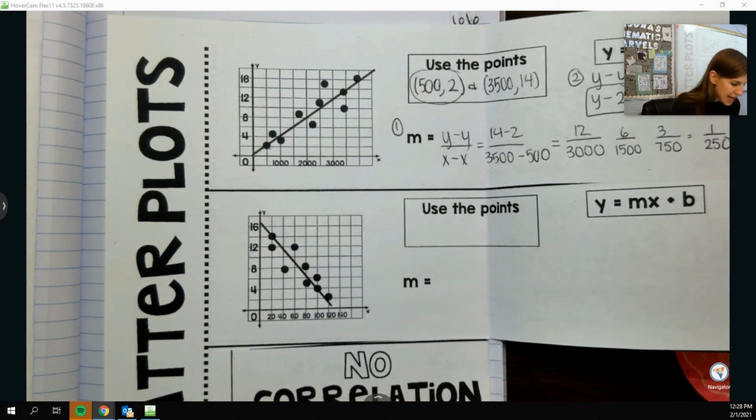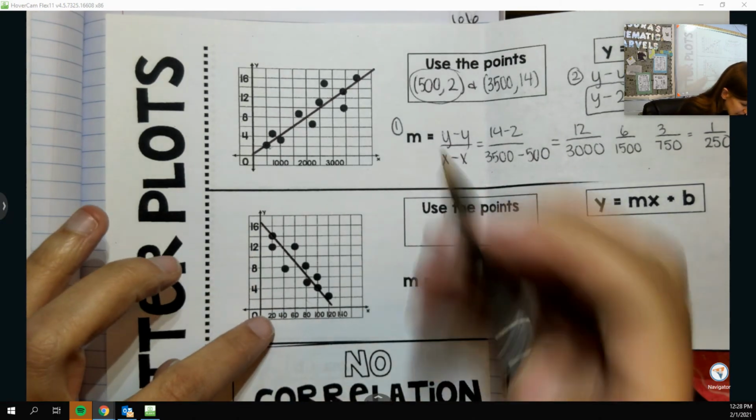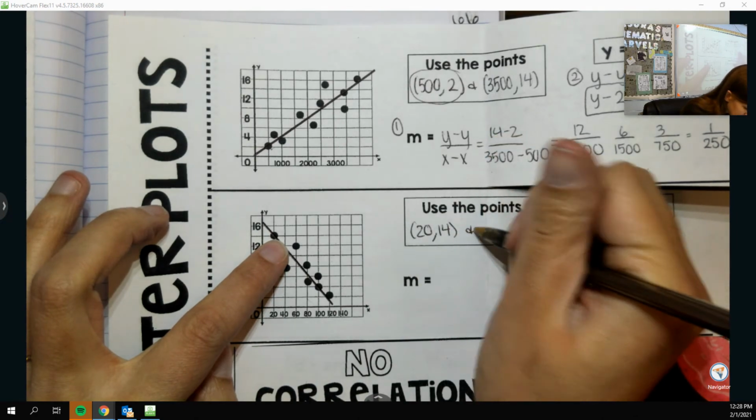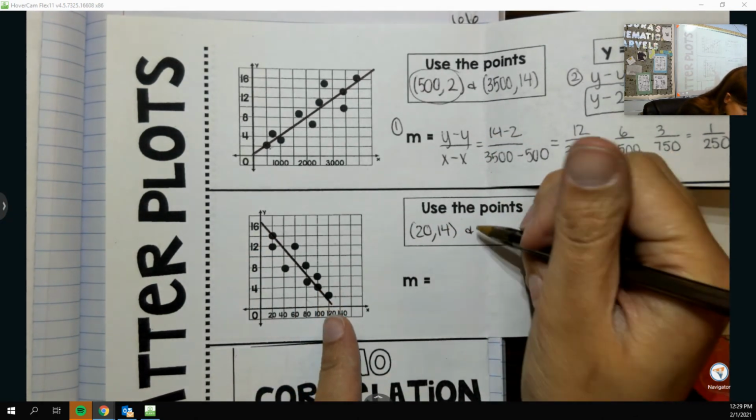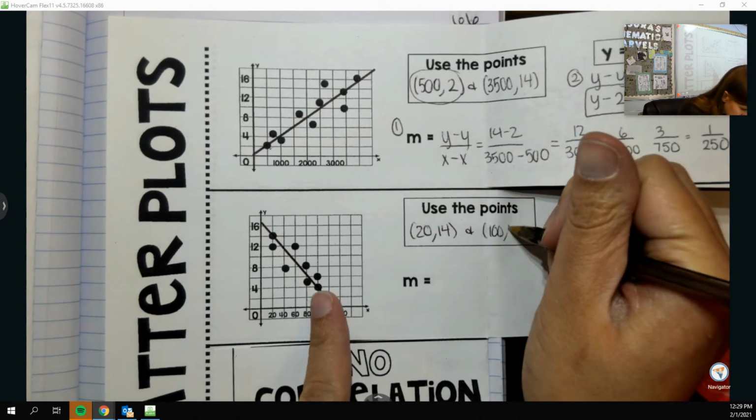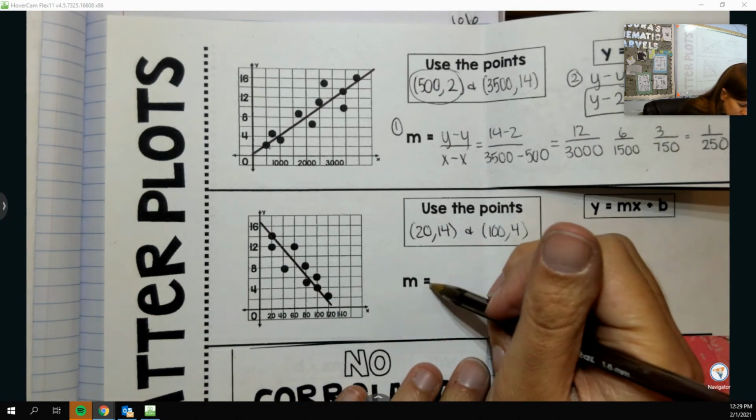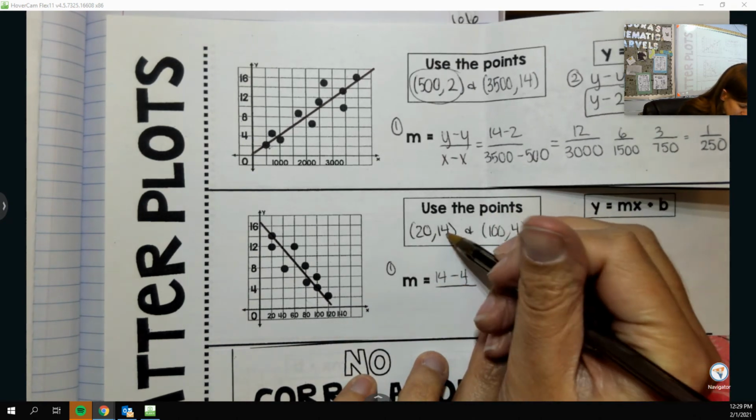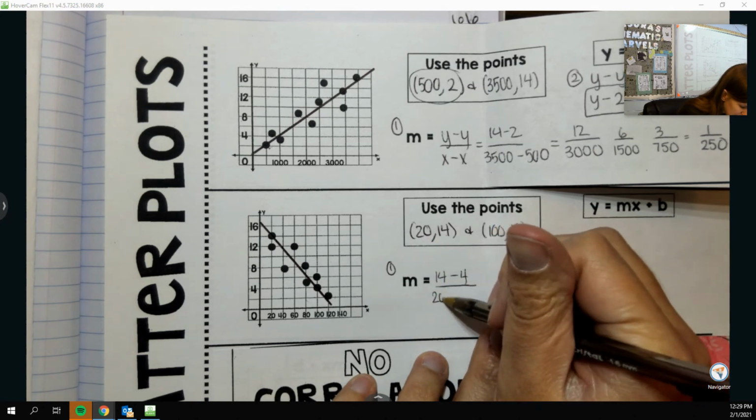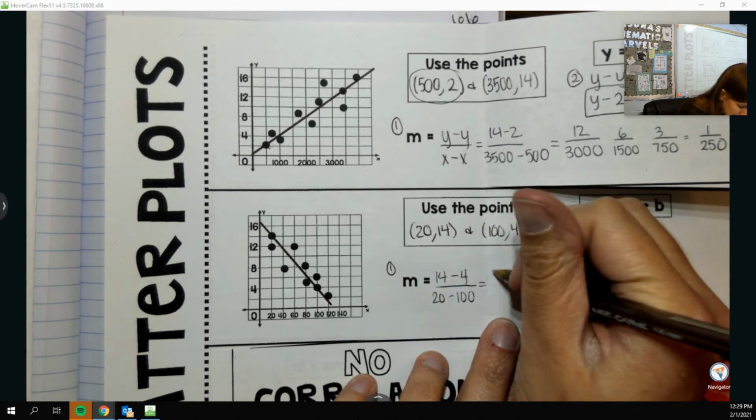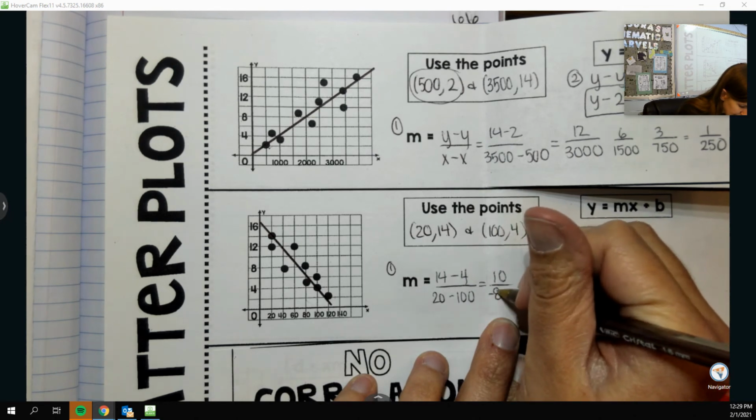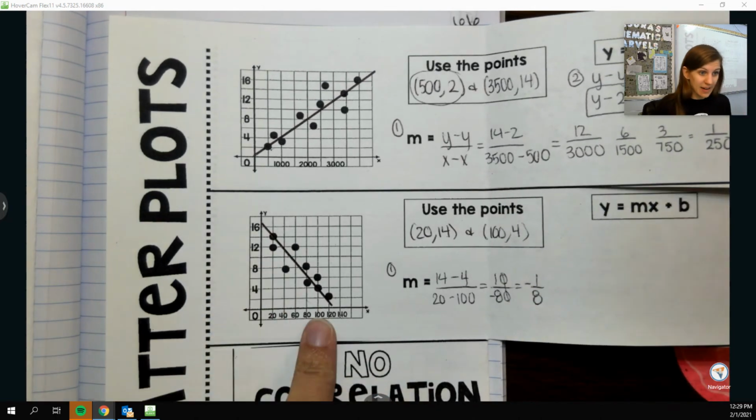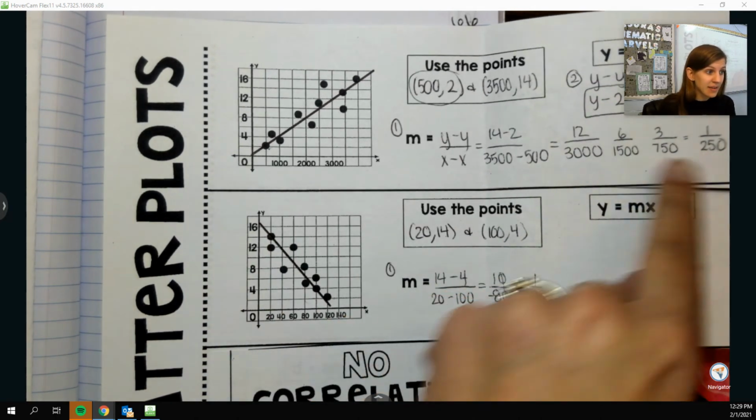And then I went through this point here, which is at 20, 14. And then also I feel really good about that one. That's at 100, 4. Okay, so if we find our slope first, I would do 14 minus 4 over 20 minus 100. So 10 over negative 80, which is going to reduce to negative 1/8, and it should have that negative slope because it is going down, much like this one should have had a positive slope because it's going up.